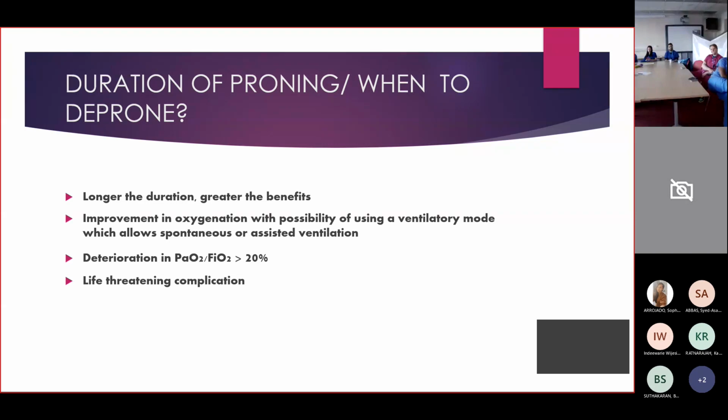So different articles have given different durations of proning, starting from 7 hours to 16 hours to 24 hours at a stretch.